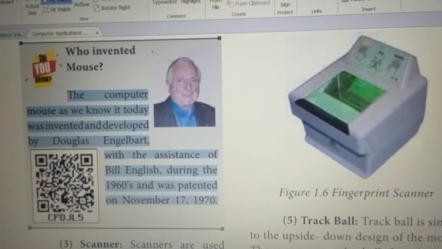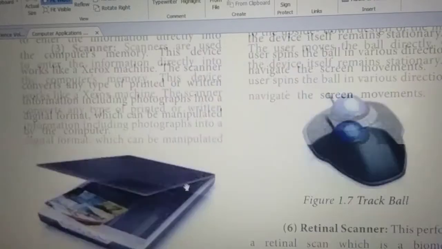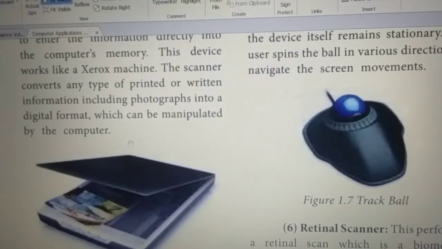Okay. This screen is called the fingerprint scanner. A scanner is an input device that enters information directly into the computer. It works like a Xerox machine: the scanner converts any type of printed or written information, including photographs, into a digital format which can be manipulated by the computer. This is the scanner machine.